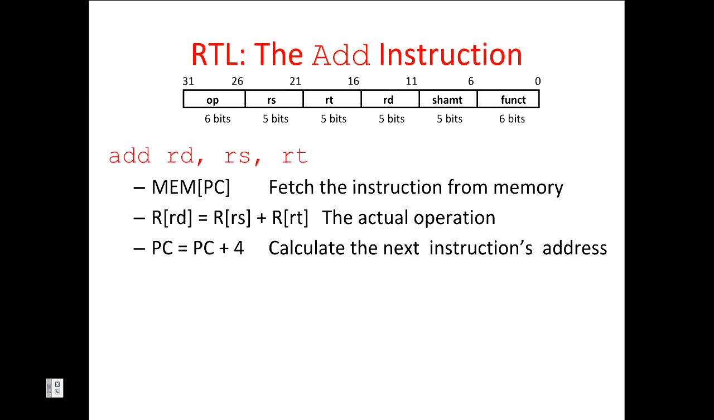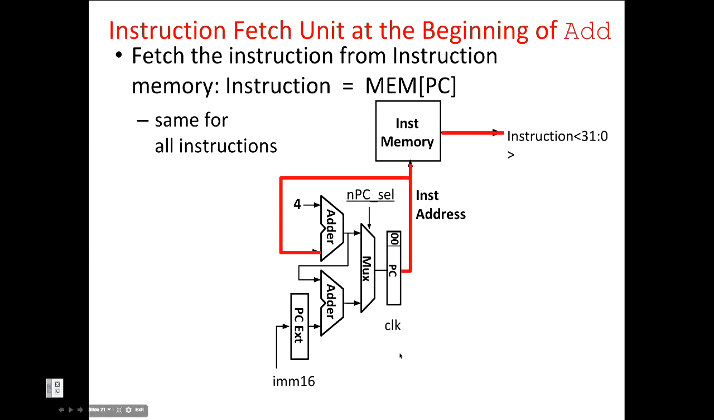So when we have the add instruction, for instance, we know we'll always want to be fetching the instruction from memory. And then the actual operation that we're performing is right here. We're adding together the RS and RT values and storing them in RD. And then we're incrementing PC by 4. So if we look at the very first thing that this instruction does, which is fetching the instruction from memory, this is what we're looking at.